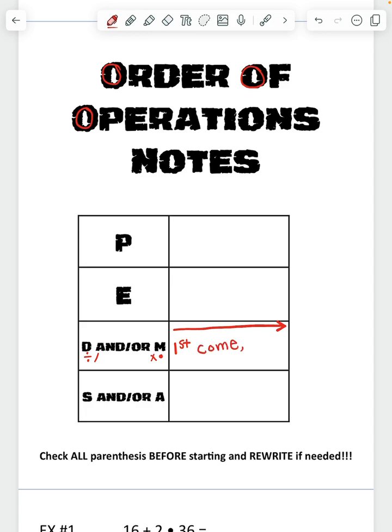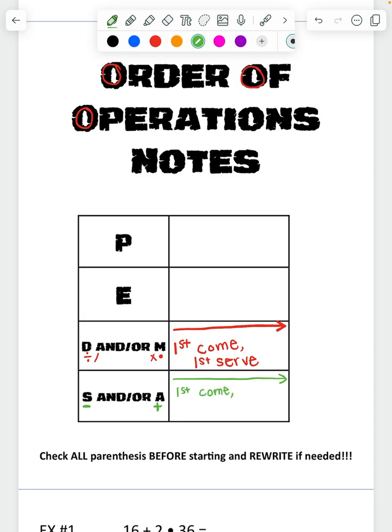So if division comes first in our problem, we do division. If multiplication comes first, then we do multiplication. So first come, first serve. All right? Again, that is multiplication and division. After we do all of our multiplication and division, we can move on to subtracting and adding. Again, we read our problem like a sentence, left to right, and that is again first come, first serve. Whoever comes first in the problem is what we do first.